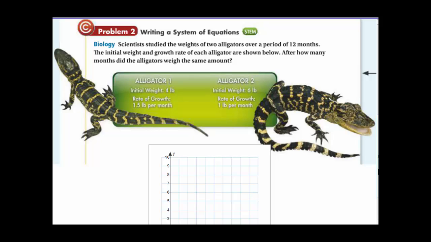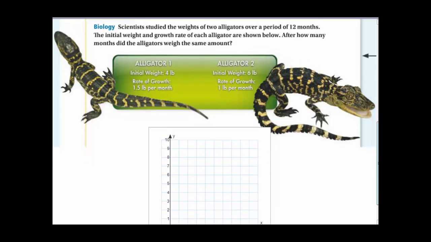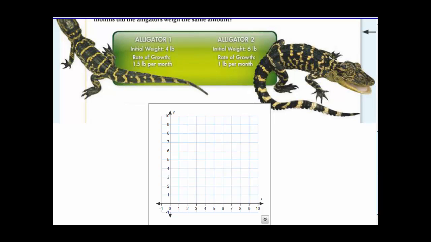What we're trying to figure out is we have a linear rate for alligator 1 and another linear rate for alligator 2. We need to figure out where they are equal. What we could do first is set up equations. We have a y-axis and an x-axis. We have an initial weight of 4 pounds for alligator 1, and then the rate of growth, which is really our slope, of 1.5, and we have a slope of 1.